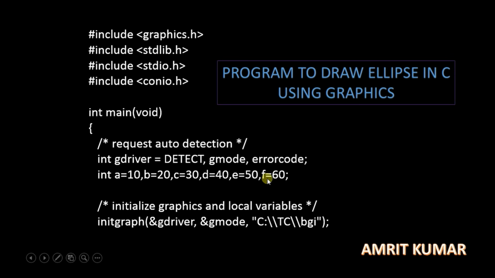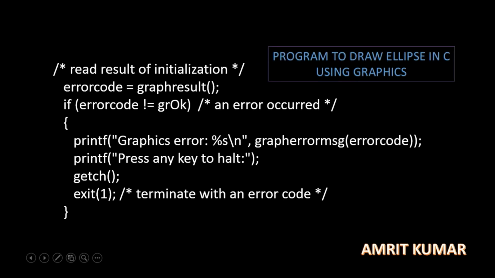After the initialization of all this, I am going to initialize the graphics, which is a very important function, because if you do not initialize the graphics, then your code is not going to work. Therefore, you need to initialize the graphics and the local variables. I am initializing the graphics here with the help of the initgraph function, and you can see that I am using &gdriver and &gmode, which contain the address of gdriver and gmode. After that, I am assigning the path in the double quotes of the C program.